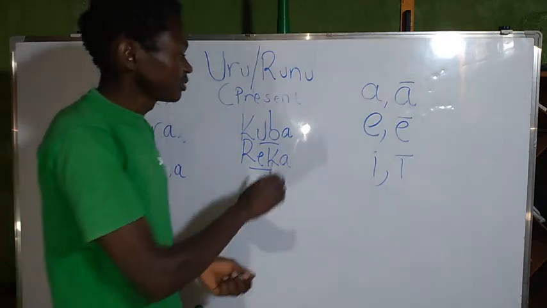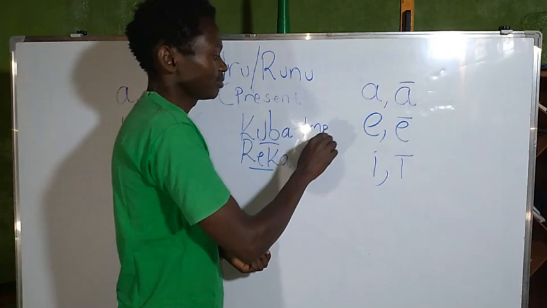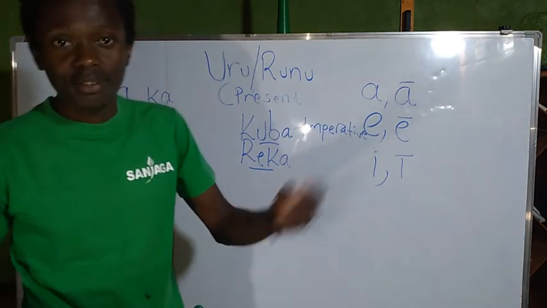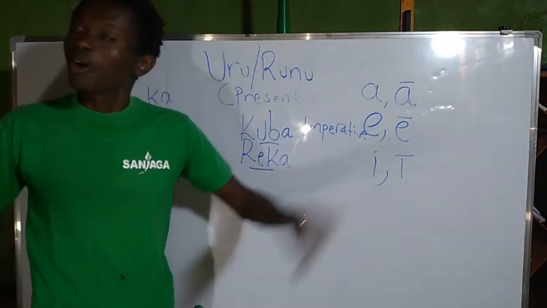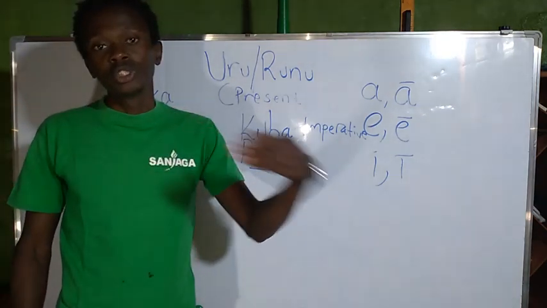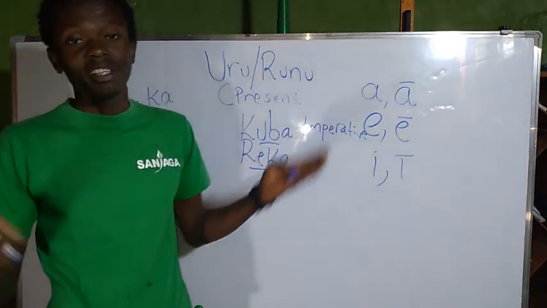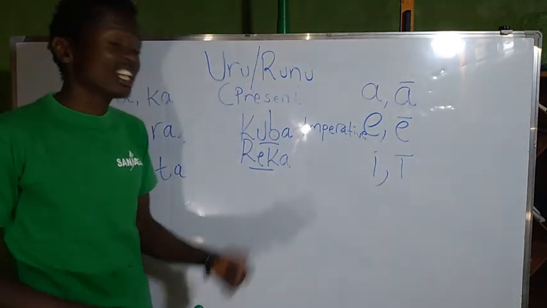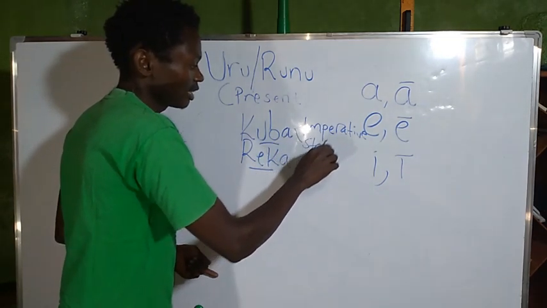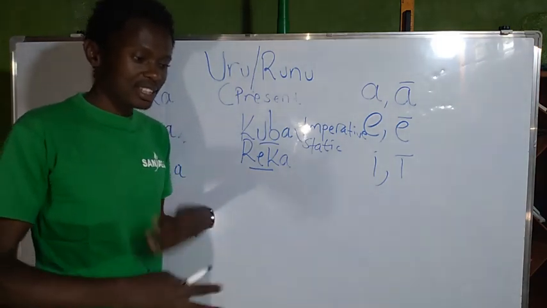Kuba is imperative, like an order, not a request. Kuba, Moromo, speak. Seka, laugh. Kora, do. And all that. Rima, cultivate, dig. And all imperative. And it's also static, like it doesn't look like it's rolling.